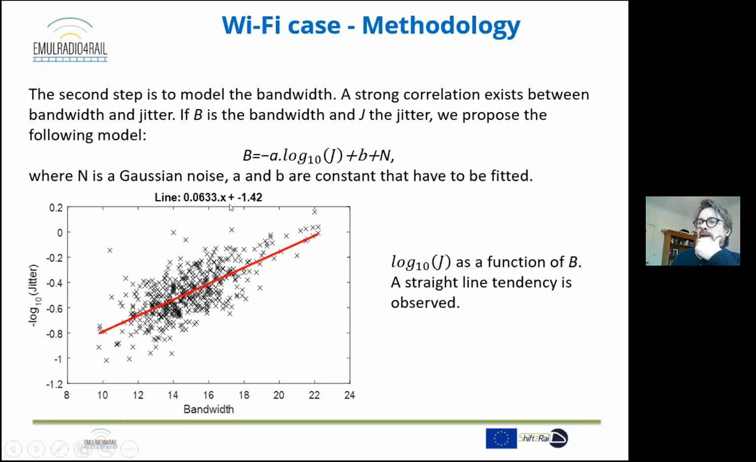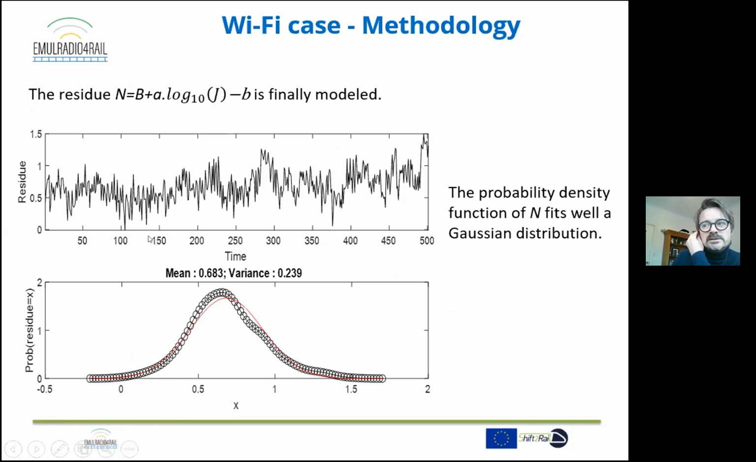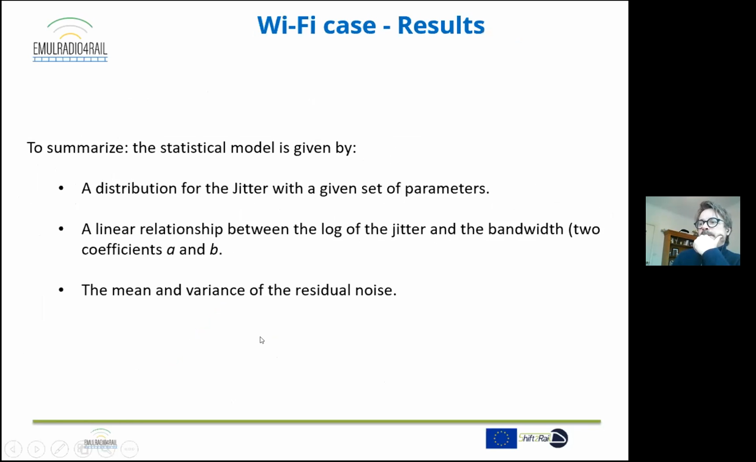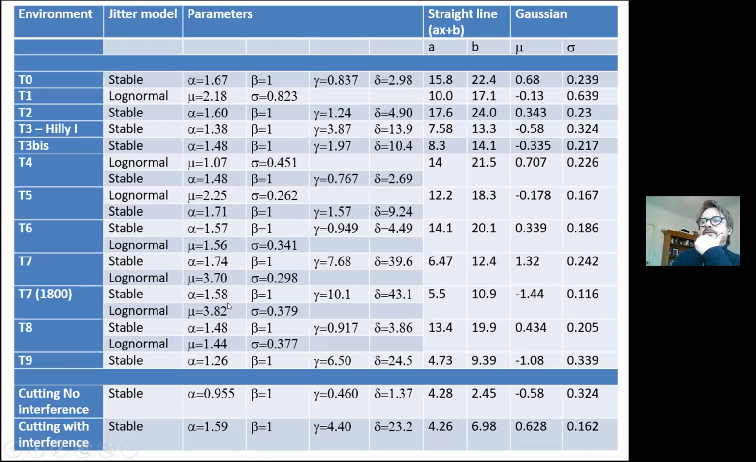So I can calculate quite easily. I can fit the A and B quite easily. And this is the residue. So the difference between my straight line and the true value of the bandwidth. And you see, I can fit it quite well with the Gaussian distribution. So that's the way we do it. To summarize: a distribution for the jitter, a linear relationship between jitter and bandwidth, and then an additive Gaussian noise.